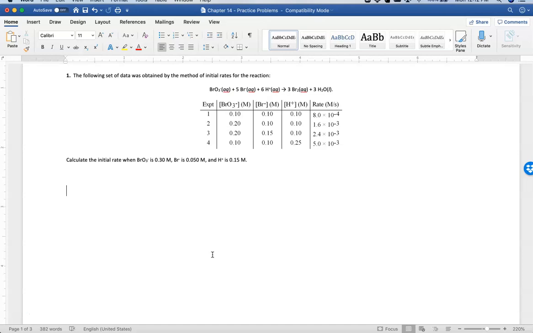The second will be using integrated rate laws, so either the first, second, or zeroth order integrated rate law. And the third one will be doing a half-life problem.